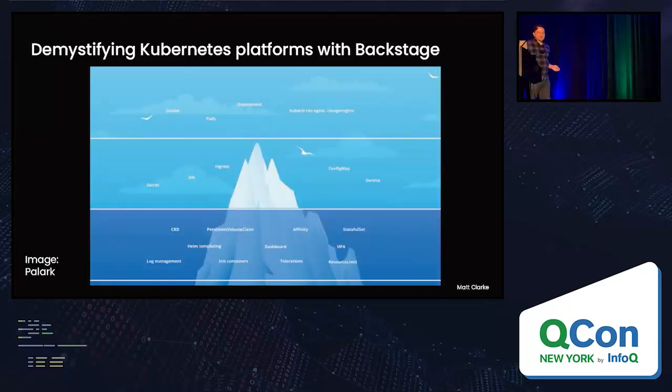And I really like this image of the Kubernetes iceberg by Clarke, which shows you the high-level abstractions in Kubernetes that you might get to grips with when you start, and you're like, oh, this is quite easy. I deploy some pods, and there it is. It's just there magically. Isn't that wonderful?